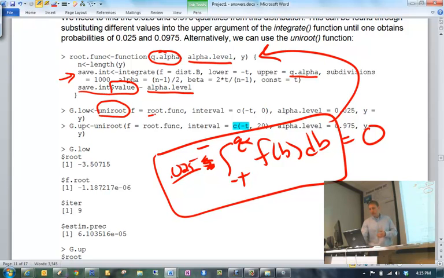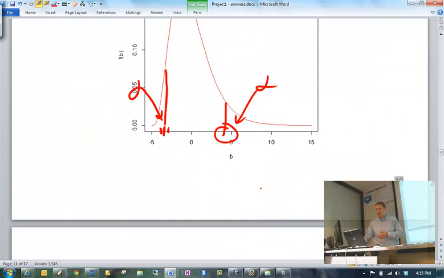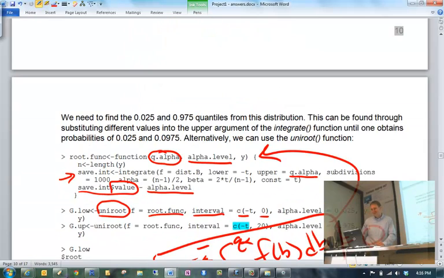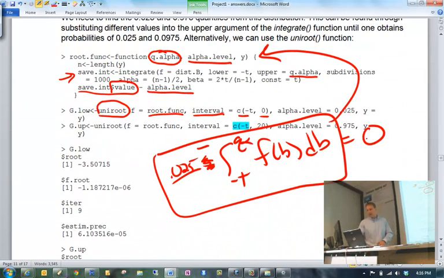So I say uniroot, root.func. What's the interval that I want to look over? Negative t to 0. I picked 0 because I thought by the time I get to 0, I probably reach 0.025. Definitely. Alpha level 0.025. I also had to pass in y, my data. And this is what it gives me, negative 3.5. So this is q 0.025. So the 0.025 quantile from this distribution is negative 3.5.